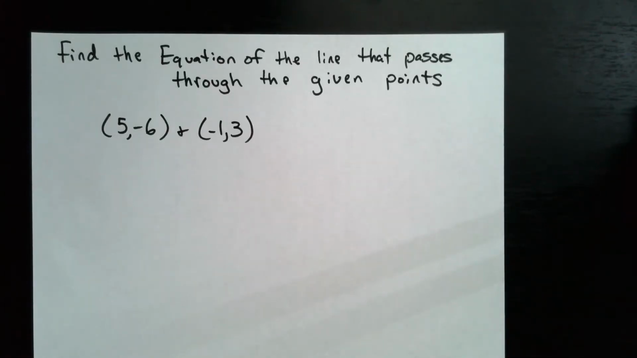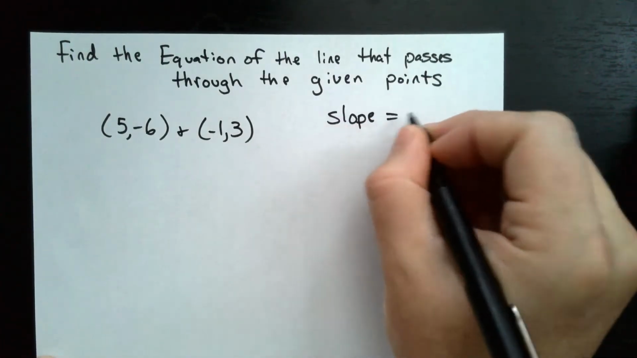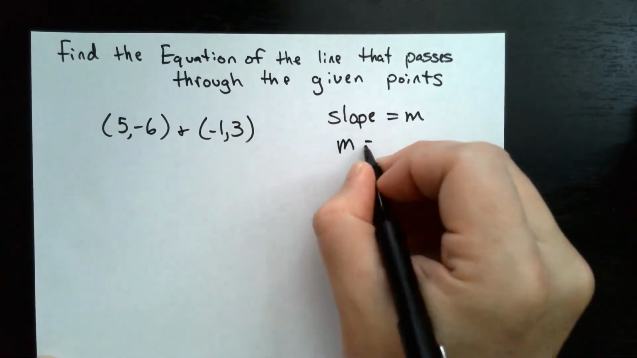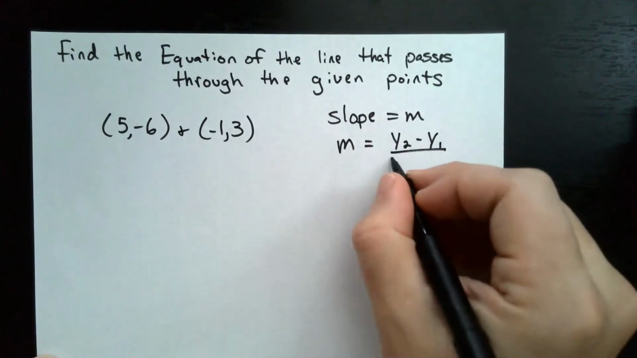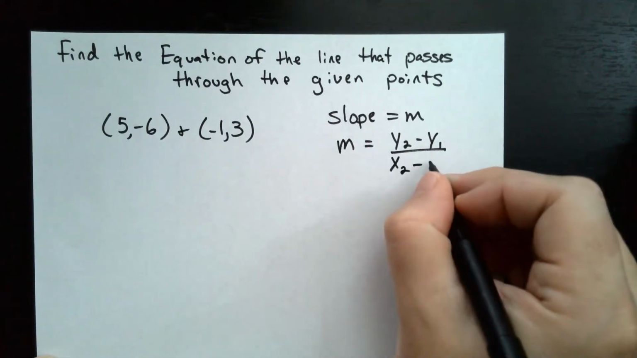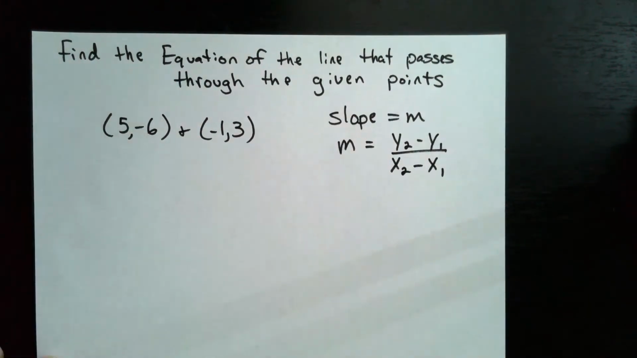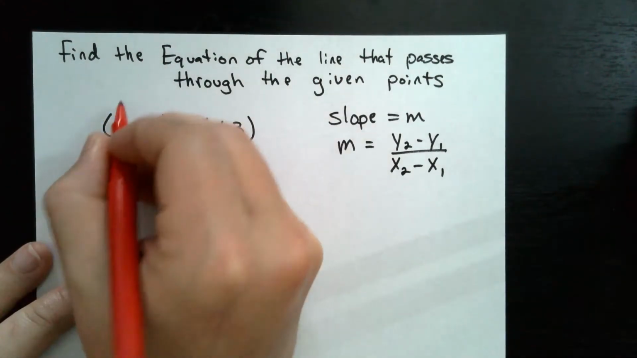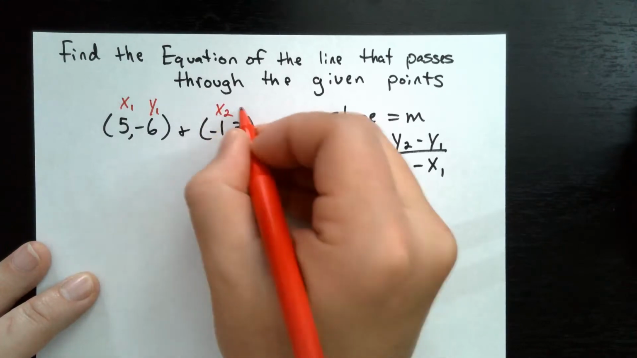In this problem, we're going to find the equation of a line that passes through the given points. There are two formulas that you need to be aware of to solve this problem. First, the slope formula, which we call m. So m is equal to y2 minus y1 over x2 minus x1. That's the slope formula, and we'll label these here, as x1 and y1, and then x2 and y2.